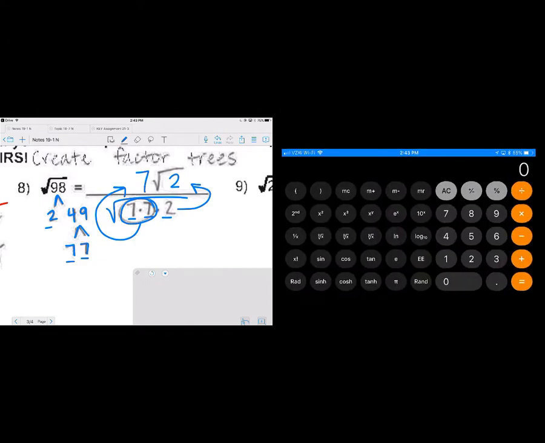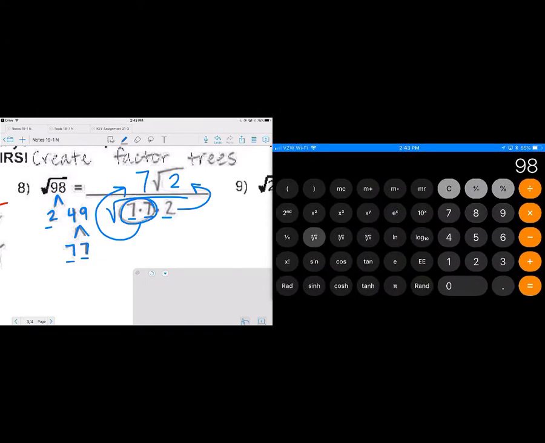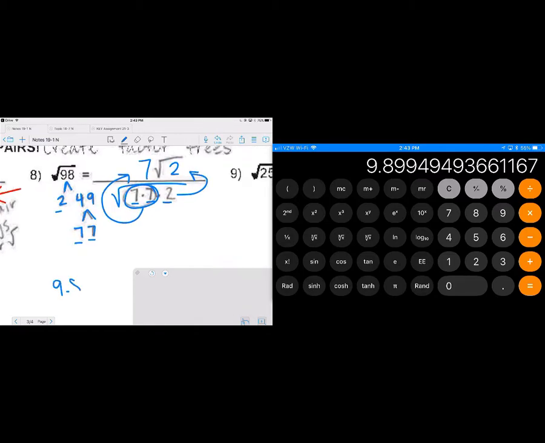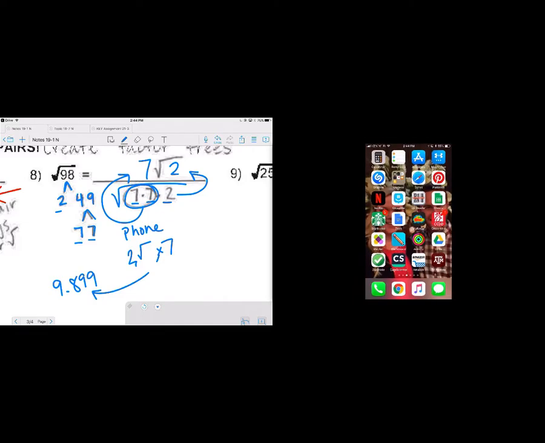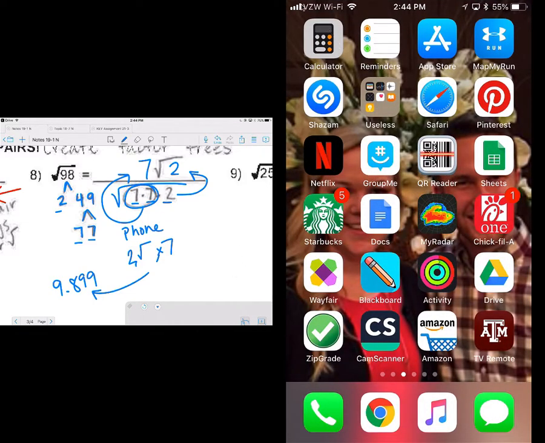So on a phone, I would say 98 square root is 9.99, and I might write that down. And then I would do the square root part first. So you would do the 2, you would hit the square root button, and then the 7. This is specifically on a phone calculator. So 2, hit the square root, times 7, and you get the same decimal. So if you take your answer and plug it into a calculator and you can see that that answer is the same as the original, then you've done it correctly.